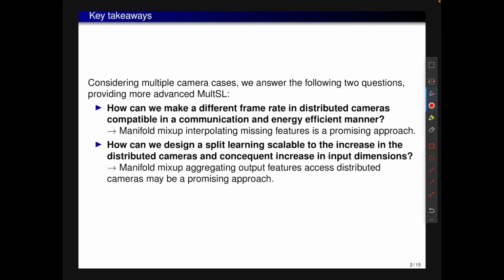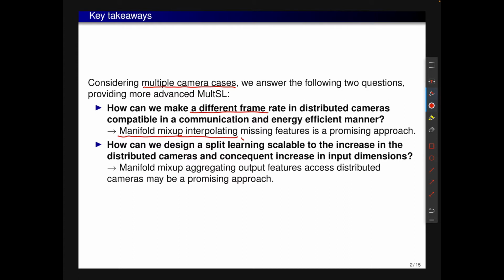Okay, here's an outline, and we would like to mention two key takeaways. We consider multiple camera cases in this video, and we answer the following two key questions specific to the multiple camera cases. The first question is how we can make different frame rates in distributed cameras compatible with each other in a communication and energy efficient way. And the answer is that we propose a manifold mix-up interpolation, that is, interpolating features in upper layers.